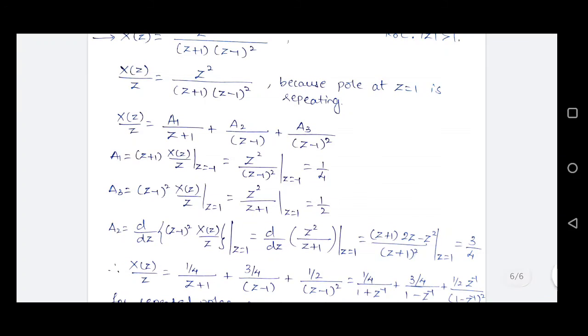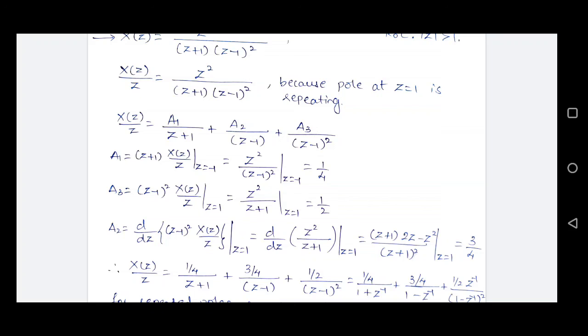Next, we'll obtain the residue of the repeated root A3, where Z minus 1 whole square will be multiplied to X of Z divided by Z. Simplifying this, we will get 1 by 2. Now to obtain the residue A2, we'll have to differentiate A3 and then apply Z equals to 1. So first we'll multiply Z minus 1 whole square to X of Z divided by Z.